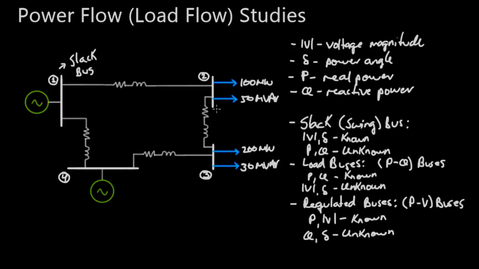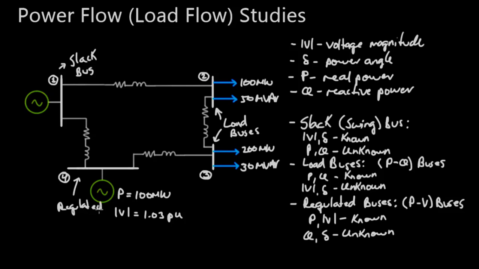And so buses 2 and 3 would be, again, load buses. So let me write it over here. This would be load buses. Now for this one, for example, let's say that this is a generator and we know that that generator is set to put out real power of, let's say, 100 megawatts. And it's being controlled to maintain its terminal voltage at, let's say, 1.03 per unit voltage. And so this, of course, would be a regulated bus.